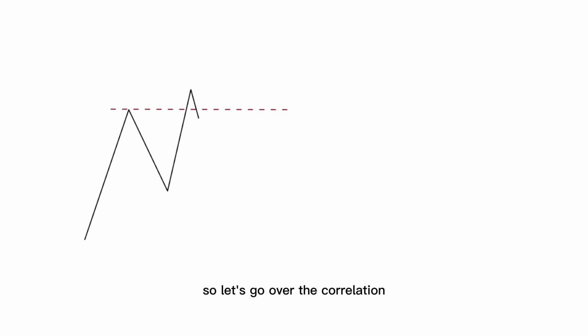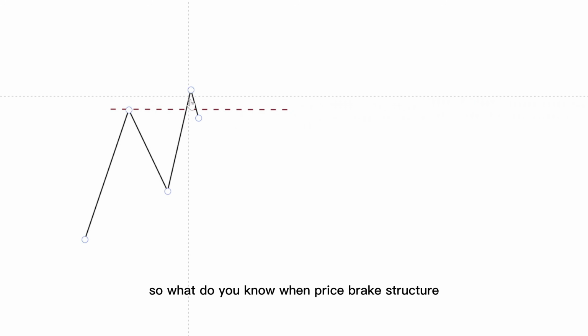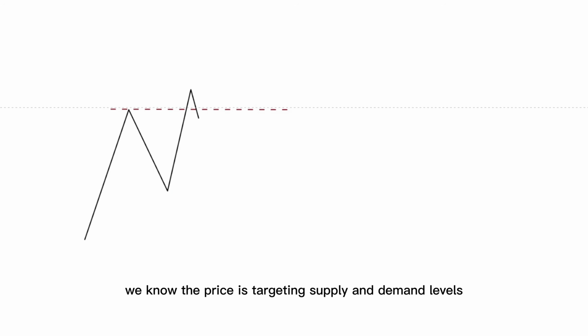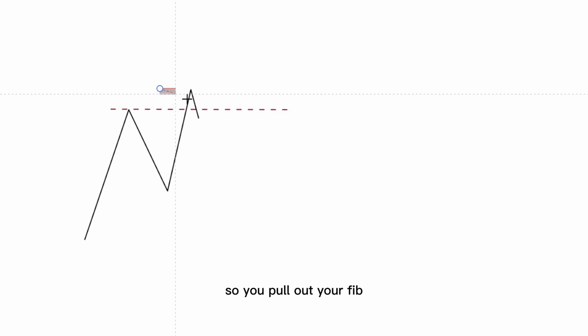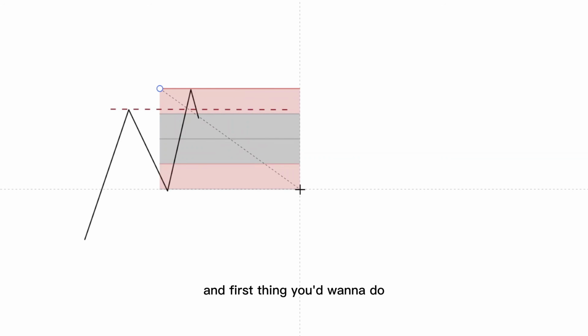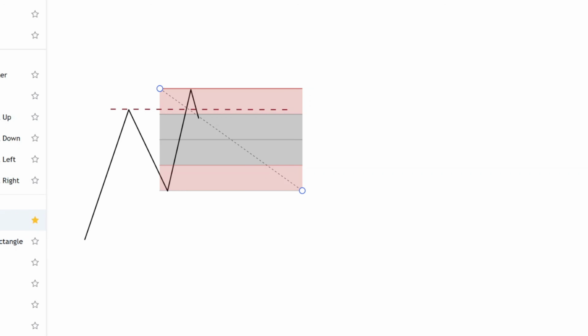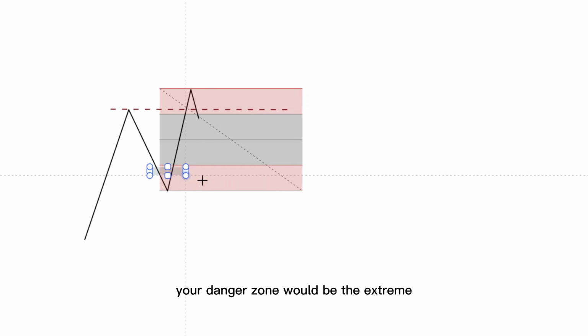So let's go over the correlation and how you can use both time frames to anticipate order flow and directional bias. So this is your macro, and price just broke structure and came back into the range. So what do you know when price breaks structure and comes back into the range? If we are in a supply and demand structure, we know the price is targeting supply and demand levels, which in this case would be your extremes. So you would pull out your fib, and first thing you would want to do is locate your danger zone. Your danger zone would be the extreme.